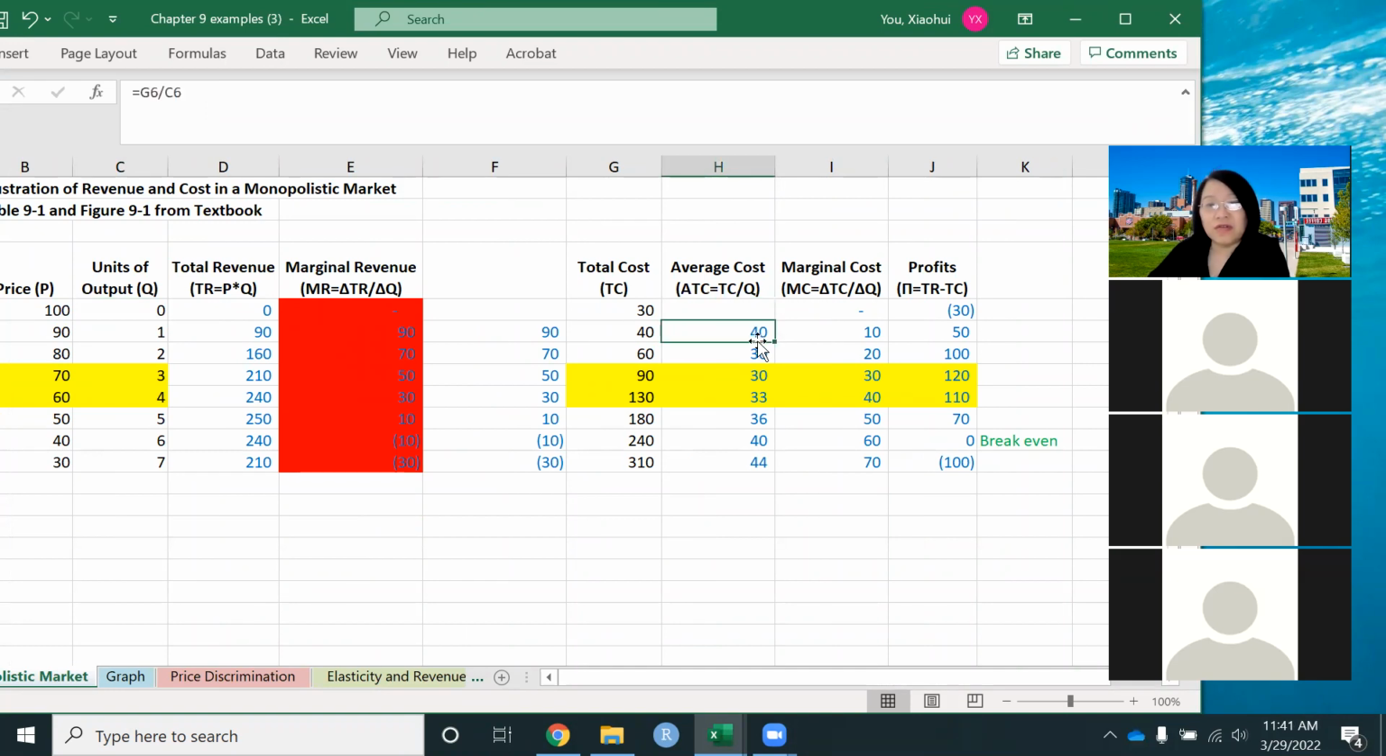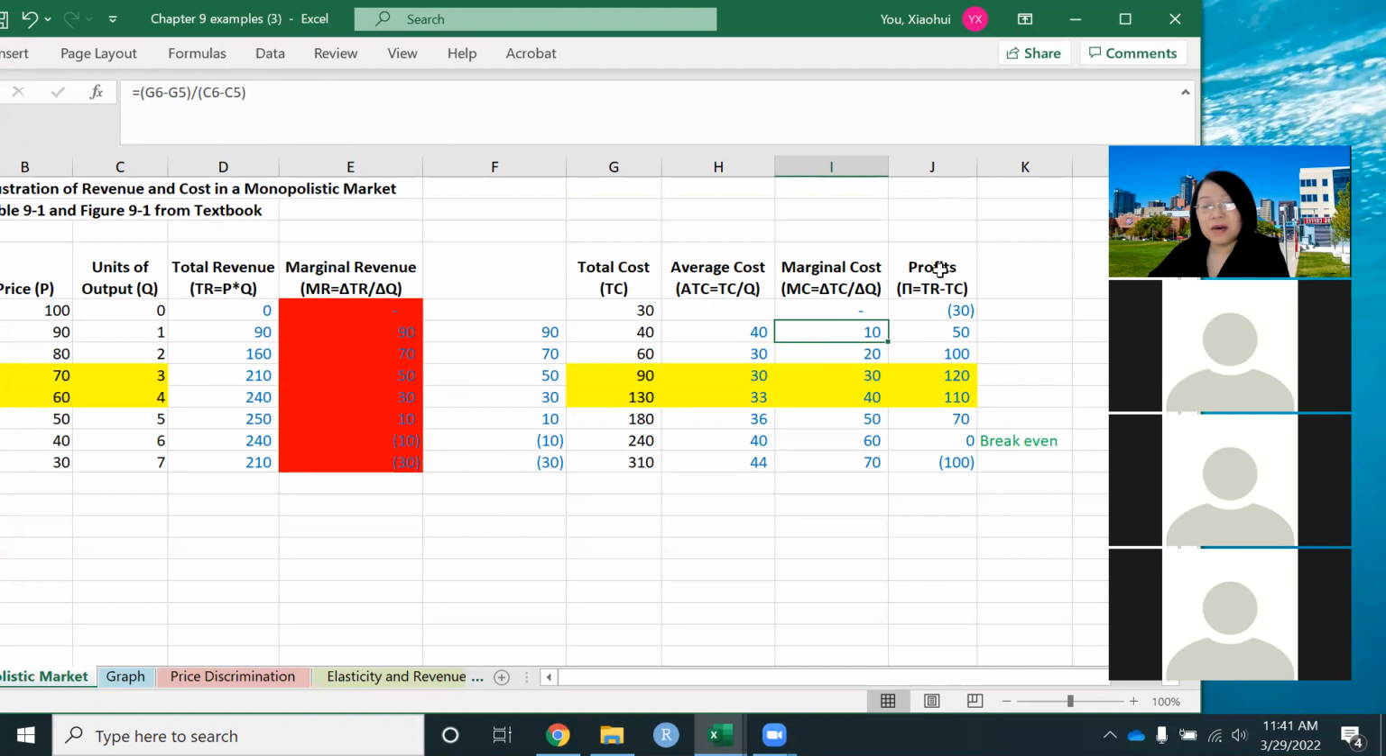And then from the second one, just the total cost divided by Q, and the marginal cost. See, marginal cost is very similar to marginal revenue. This is the calculation. But the numerator is delta total cost, and the denominator is delta Q. So we still do the calculation like this.